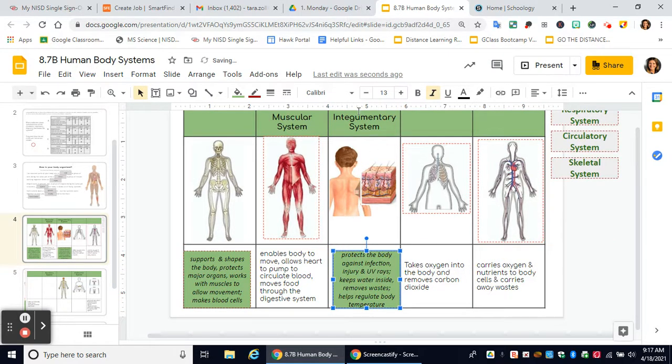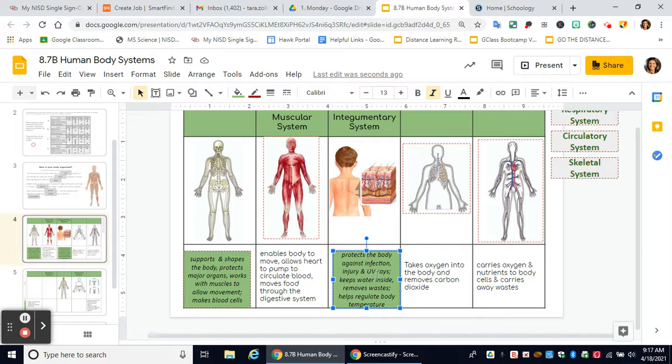All right, and your integumentary system protects the body against infection. It's your skin. So this little piece here is giving you a cross-section of the skin. Your skin acts like a barrier.